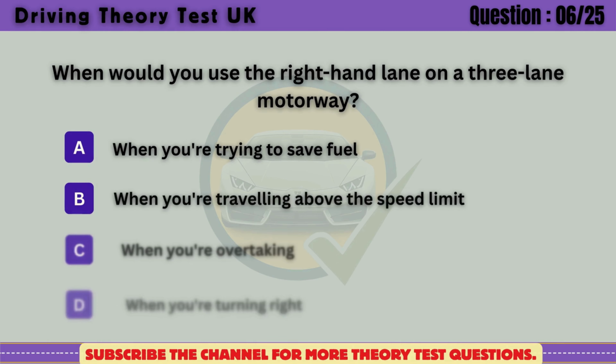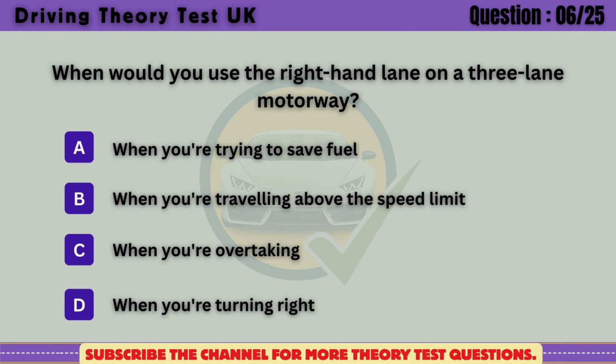Question 6. When would you use the right-hand lane on a 3-lane motorway? A. When you're trying to save fuel. B. When you're traveling above the speed limit. C. When you're overtaking. D. When you're turning right.